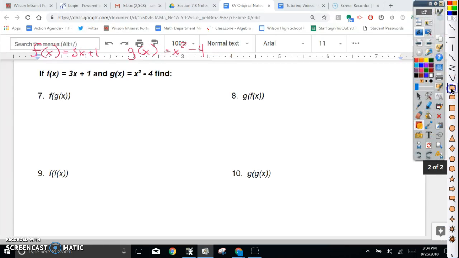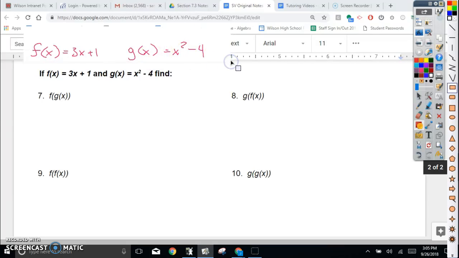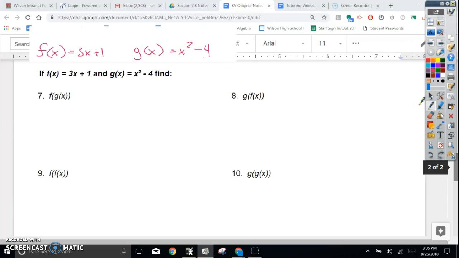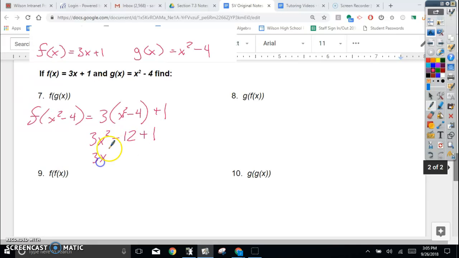Okay? So I have to keep those there so we can see them, because when I shift up, I won't be able to see those equations. All right, so here we go. F of g of x: put in x squared minus 4. So this is 3 blank, x squared minus 4, plus 1, because I rewrote f of x, which is 3 blank, x plus 1. I put in x squared minus 4 for my blank. Distributed my 3, I'll get 3x squared minus 11.